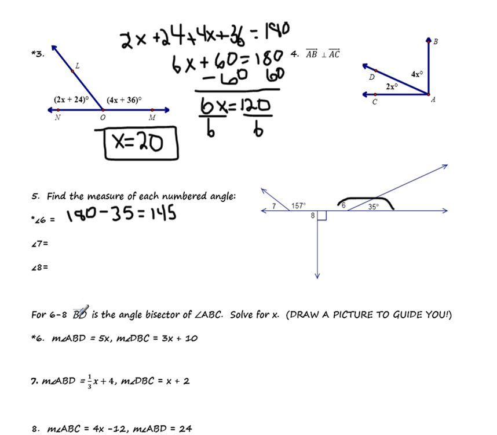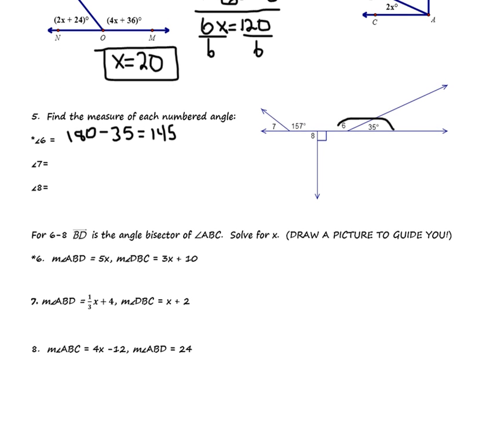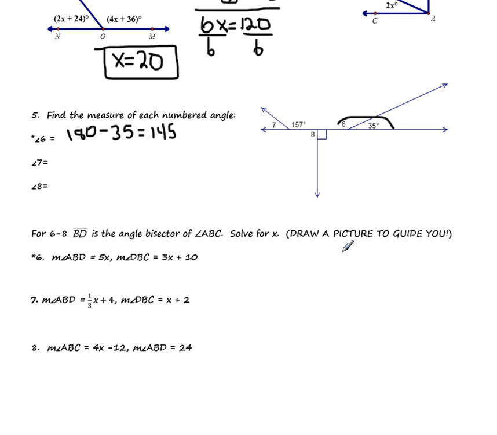For 6 to 8, BD is the angle bisector of angle ABC. I'm going to draw a picture. I'm very visual. I can't do these without a picture. So this is angle A. And how do I know that B goes in the middle? Because when you name an angle, B is the vertex, because it is in the middle of these three letters.